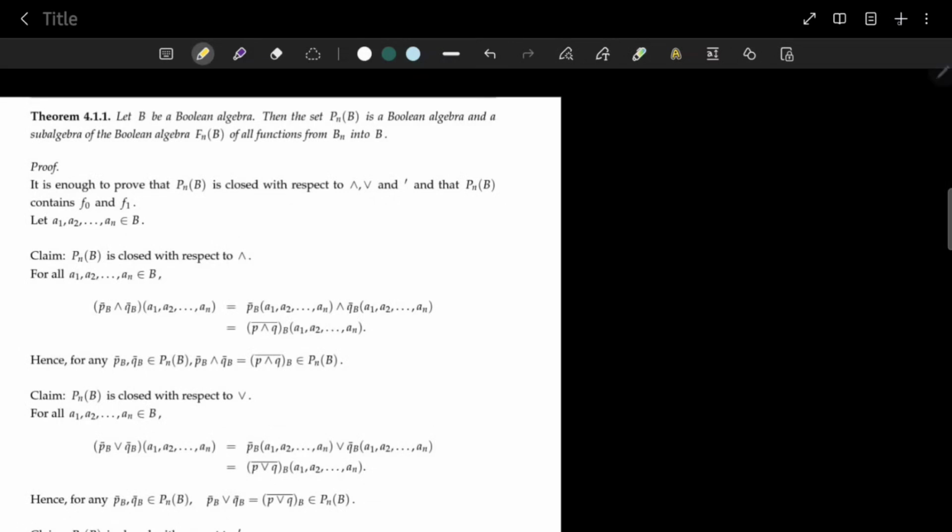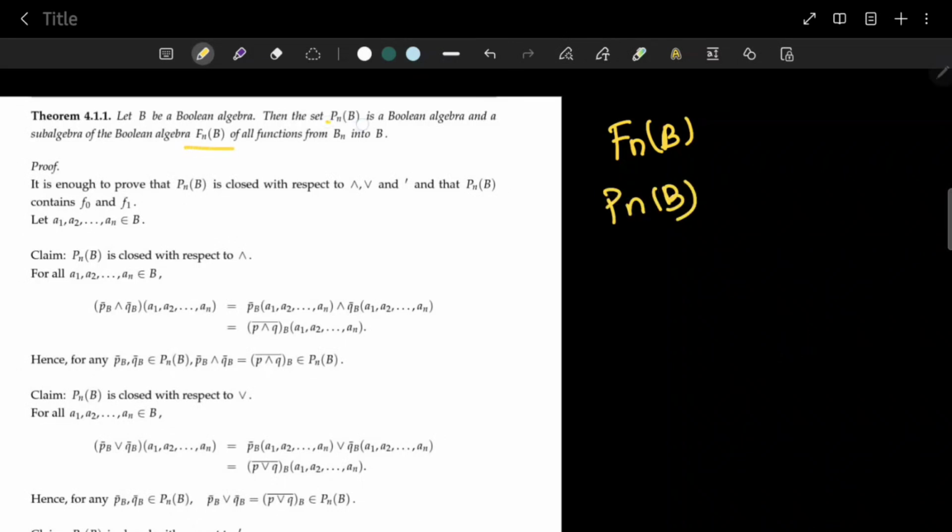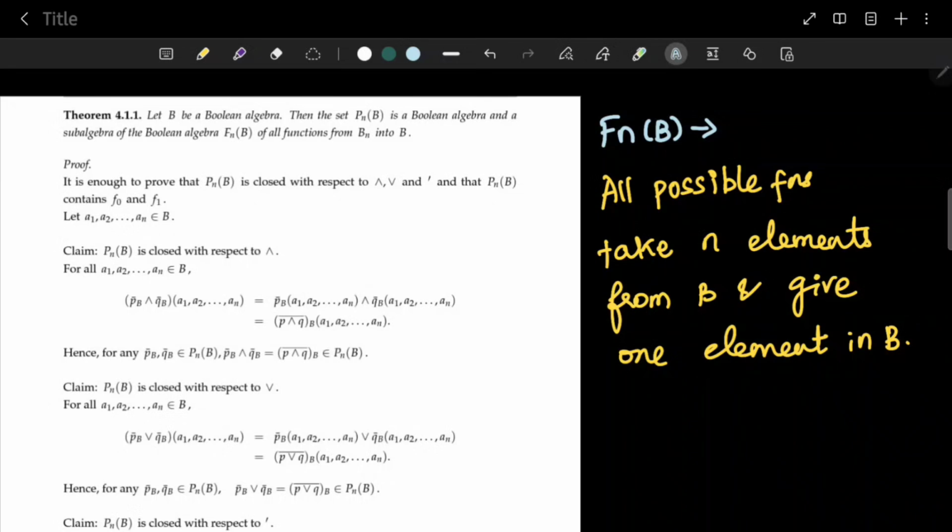Let's move on. First, let's understand what these sets mean: F_n(B) and P_n(B), which appear in the theorem. F_n(B) is the set of all possible functions that take n elements from B and give one element in B. This is a take and give.